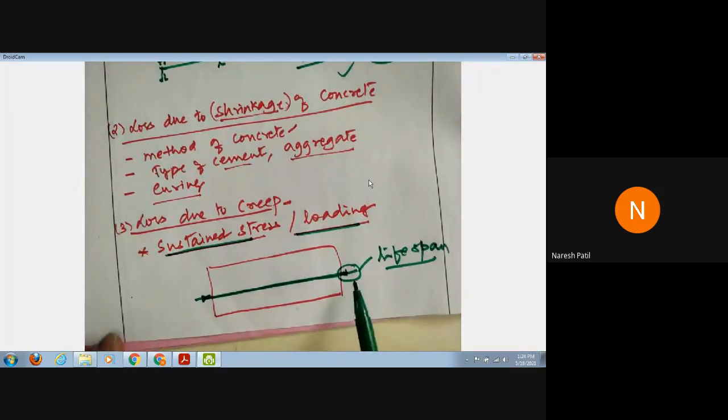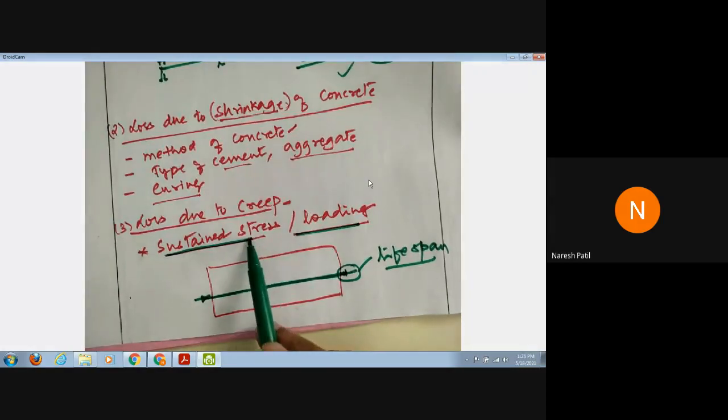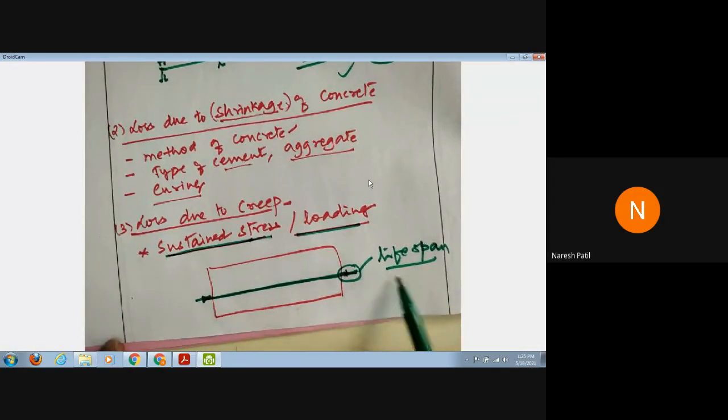So due to that, what will happen? There will be deformation. There will be deformation due to sustained stress or loading. So क्या होगा? If load is applied for longer duration, that is throughout the lifespan, then there will be deformation with respect to time. So क्या होगा? There will be deformation with respect to time. So I'll give a small example. So you can immediately catch what is creep loss or creep failure.